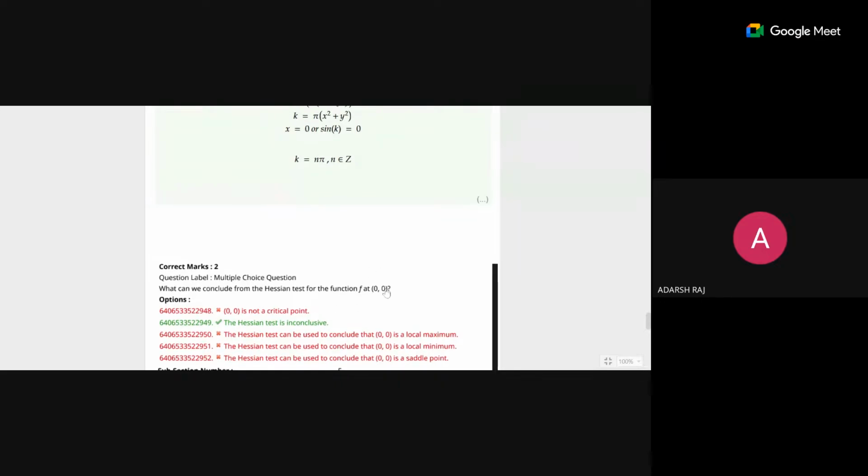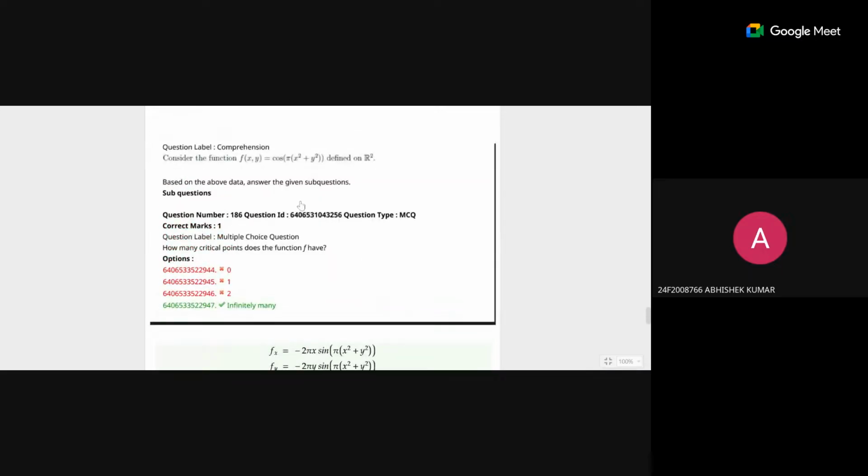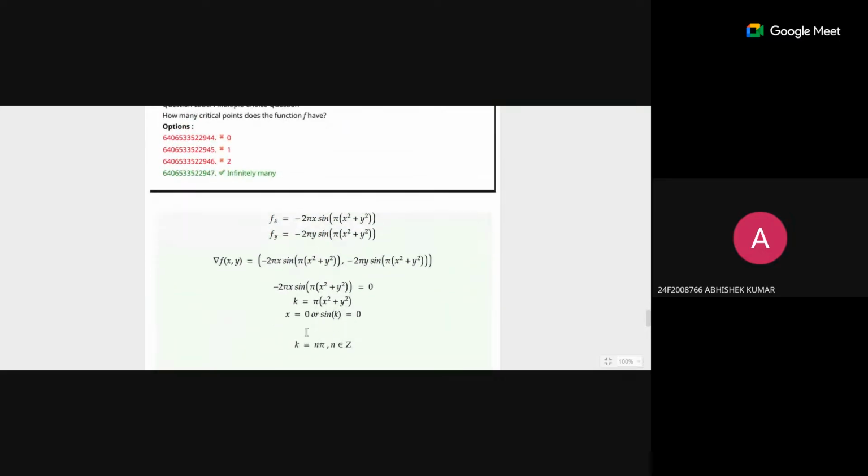So what do we have to do now? We have to compute the double derivative of x. For the Hessian test we have to find the Hessian matrix. So to find the Hessian matrix, we have to calculate fxx, right? f of x, f of y. What do we get if we include this? It is basically minus 2 pi sine of pi (x square plus y square).